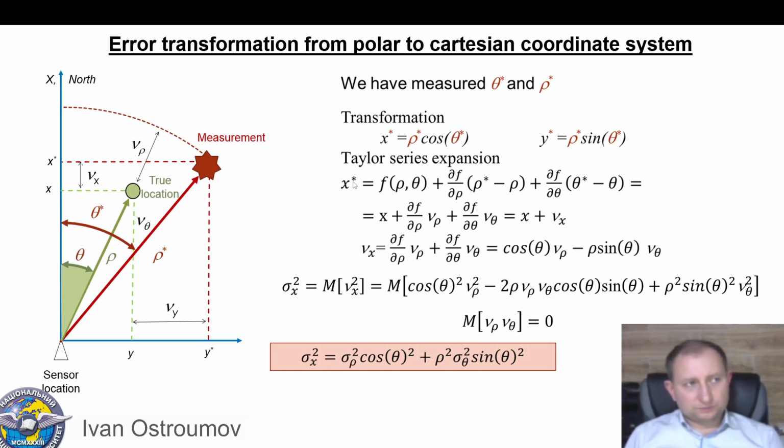That's why if you consider first x coordinate, we can represent measured x coordinate, which is x with a star here, will be equal function which depends on rho and theta from x, and this function represents like true position of this object.